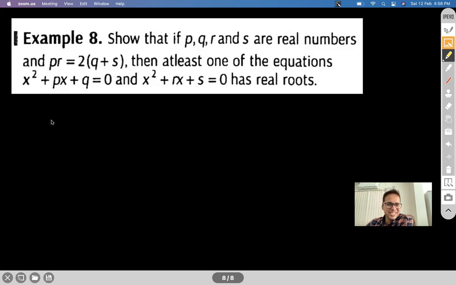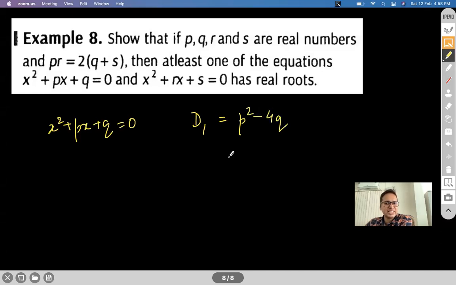Okay, nobody? All right, we'll start with this quadratic. So let's say I call the discriminant D1. So can I say the discriminant here will be B square minus 4AC, which gives you P square minus 4Q. And let's say this quadratic, X square plus RX plus S equal to 0, its discriminant is D2, which is given by R square minus 4S.